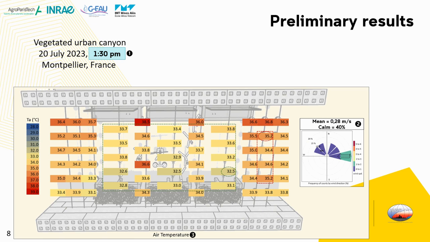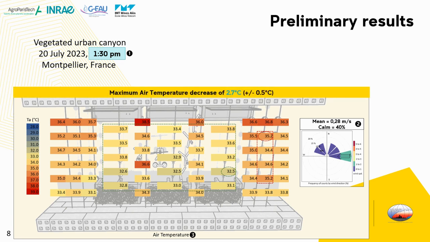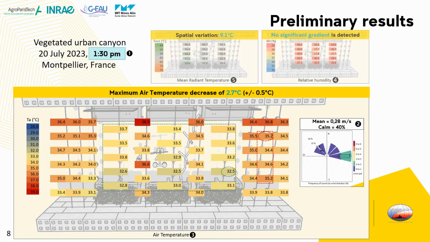So to establish the impact of the plant and irrigation, we establish a zone in green as our reference for plant and irrigation, and a zone in red as our reference for no plant and no irrigation. So taking into account the lowest values in the green zone and the highest levels in the red zone, we have a maximum air temperature decrease of 2.7 degrees Celsius.